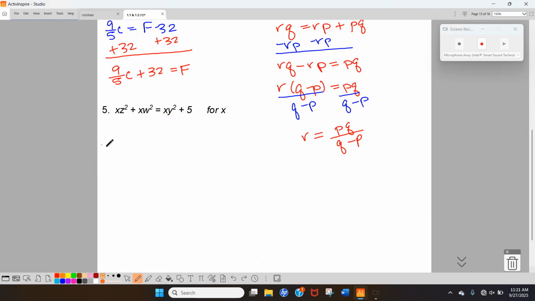All right, so for this one, it's a lot like what we did on number four. We're trying to get x, so we need the x's all on the same side. So it would look like this. And then factor out that x.